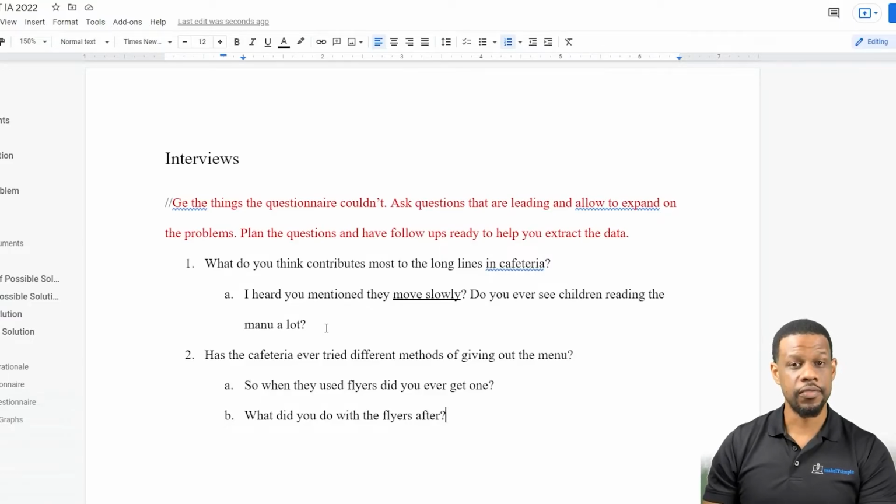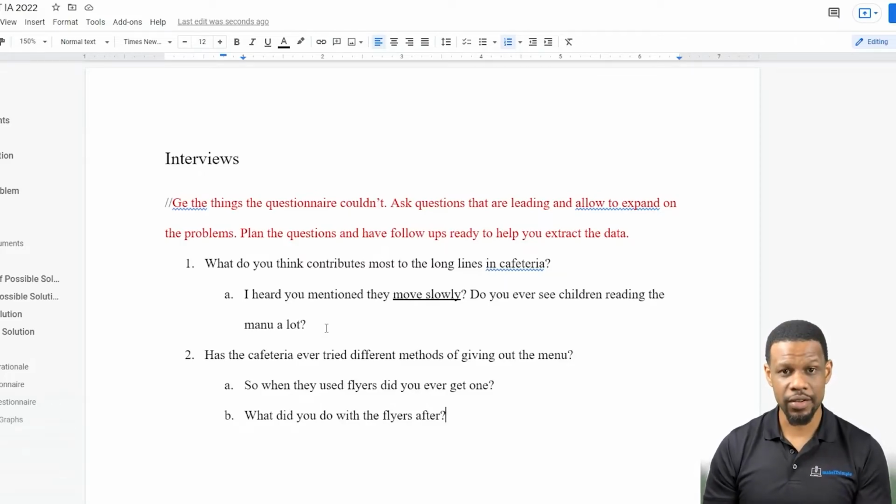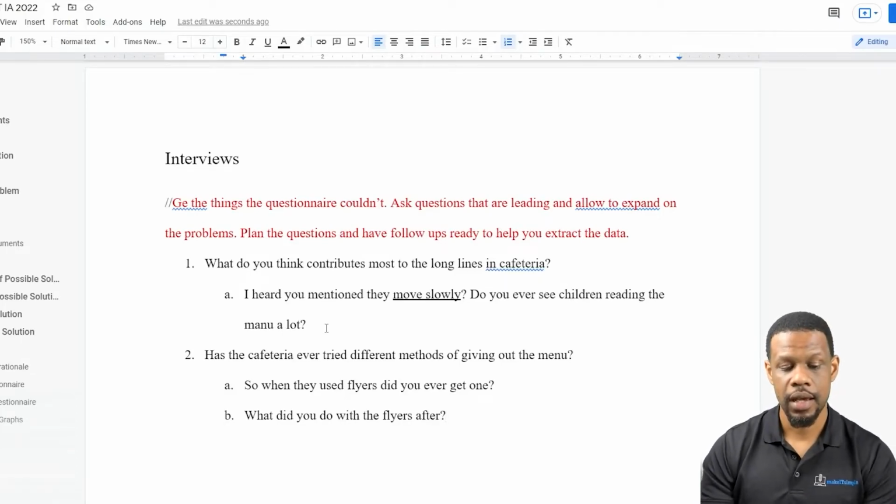Now, your interview doesn't have to be only the people that experience the problem. Your interview could be with the people on the inside also. So you could interview staff members. Now, if you were interviewing staff members, you do a totally different questionnaire, and the different questionnaire could be along the lines of, let's say, staff members.